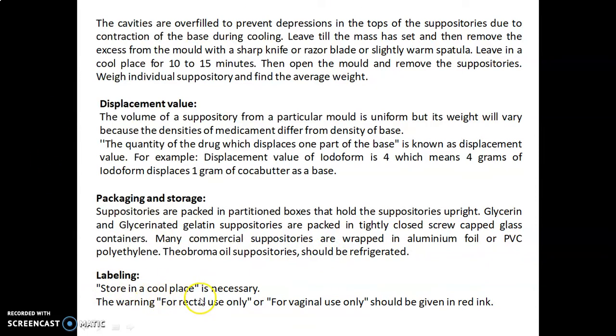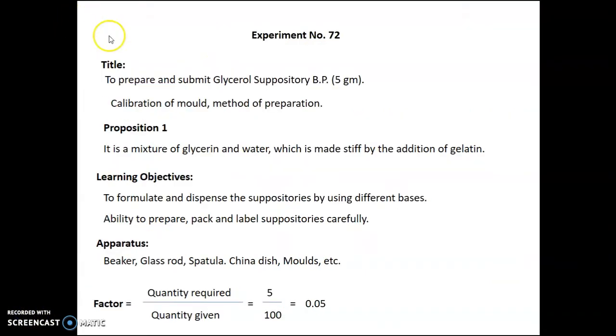Labeling. Store in a cool place is necessary. The warning "for rectal use only" or "for vaginal use only" should be given in red ink. So we will discuss in detail about the experiments in the next session.